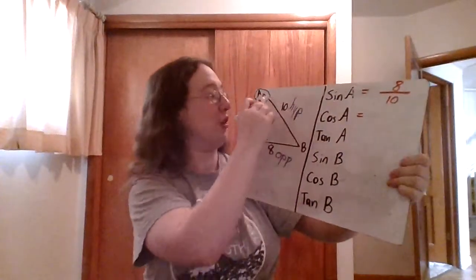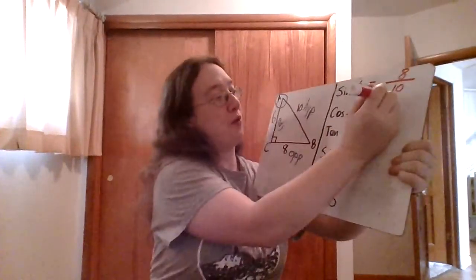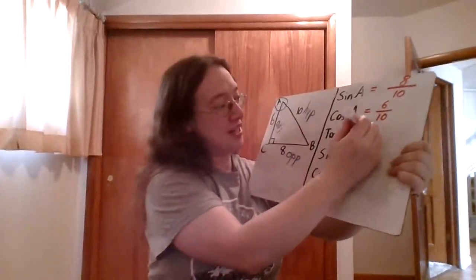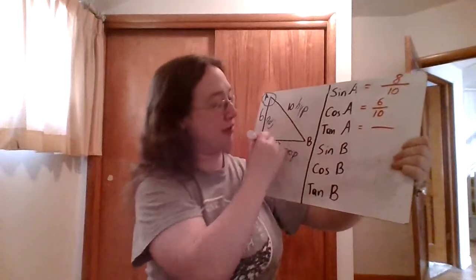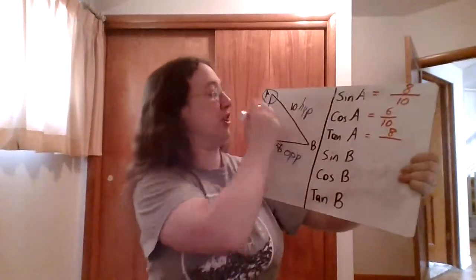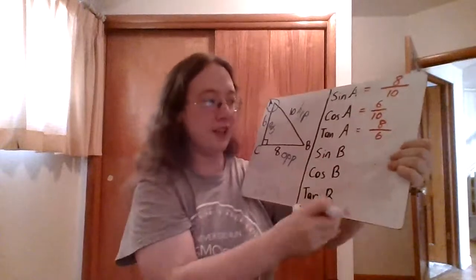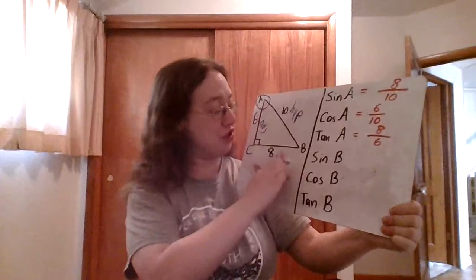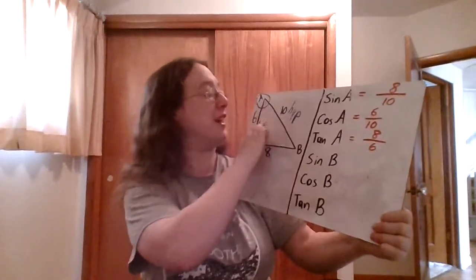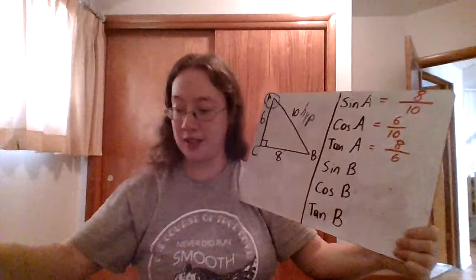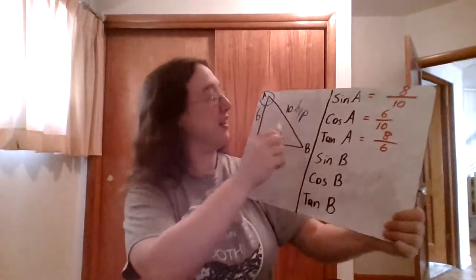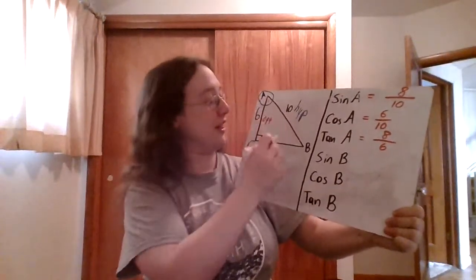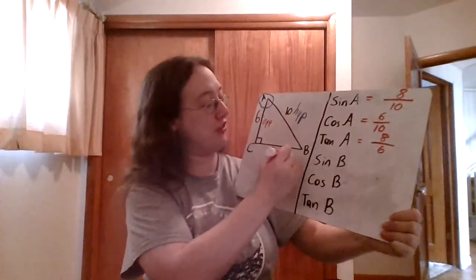Okay, cosine is your adjacent side over your hypotenuse. Hypotenuse is still 10, your adjacent side is 6. And your tangent is your opposite side over your adjacent side. And that does it for angle A. So now I'm going to erase these two because if we're talking about angle B instead, those flip. Because if we're looking at angle B, this one's my opposite side. And this one is now my adjacent side.